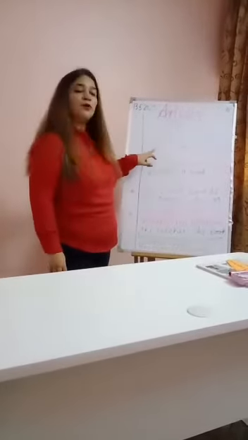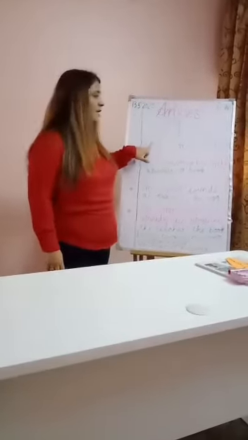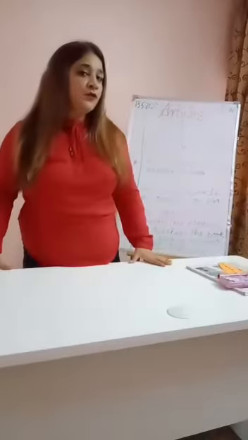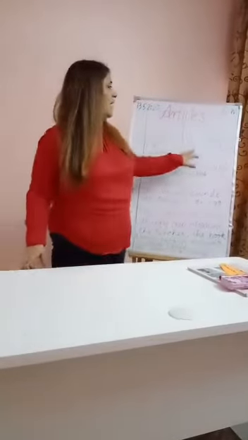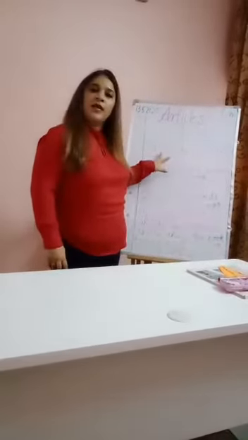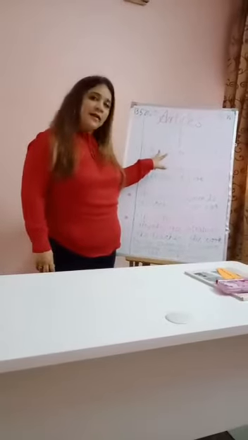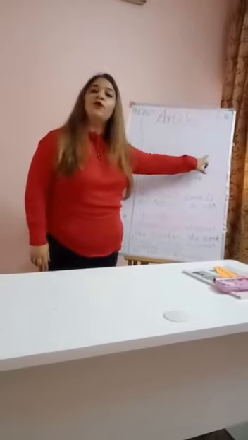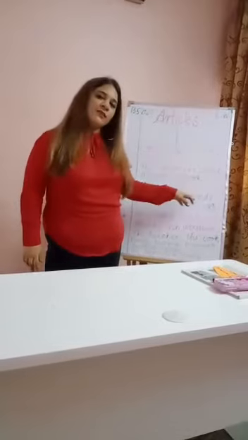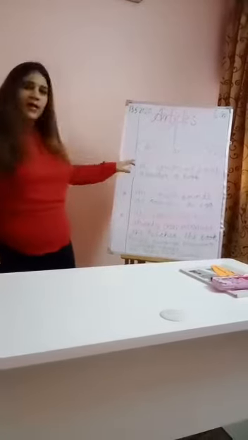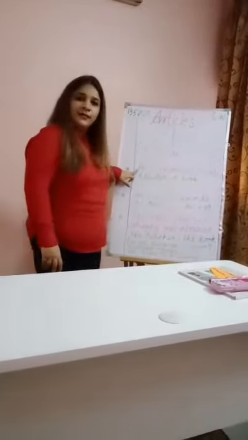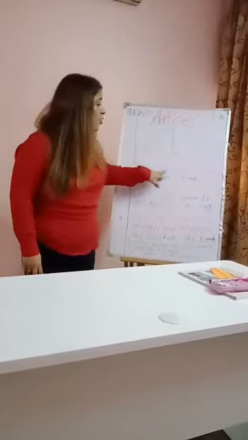So just now I told you there are three articles: a, an and the. Out of these three articles, a and an are called indefinite articles and the is called the definite article. Now let's learn more about a and an. The article a is used with consonant sounds.